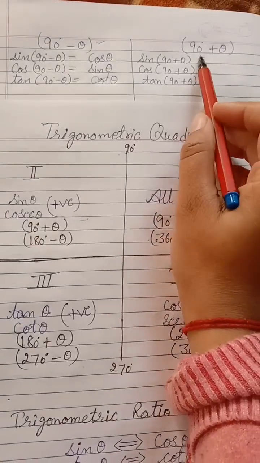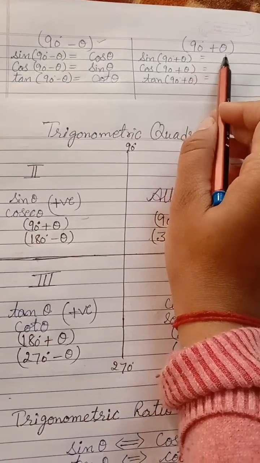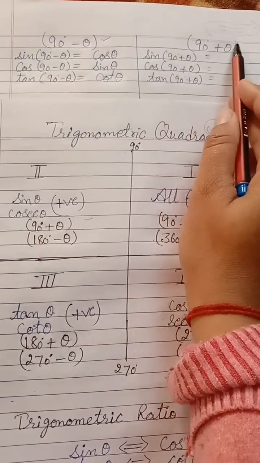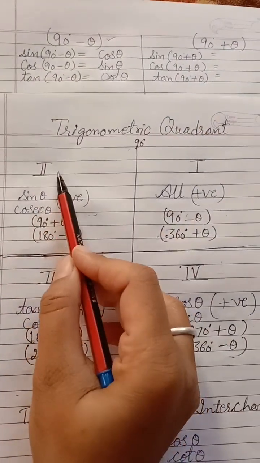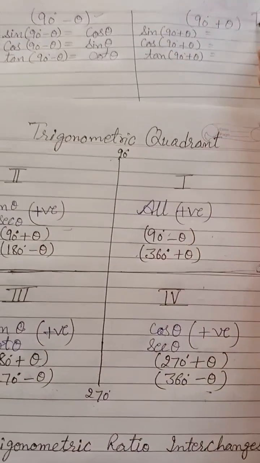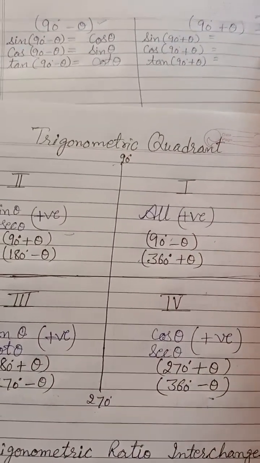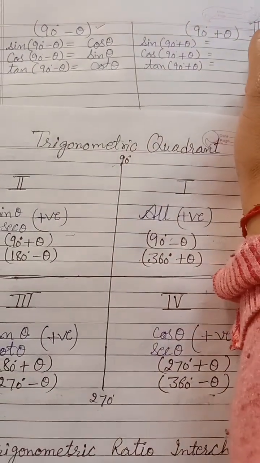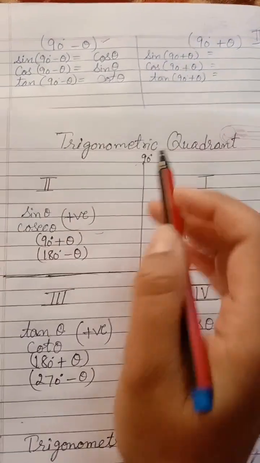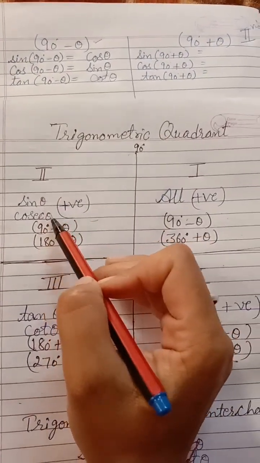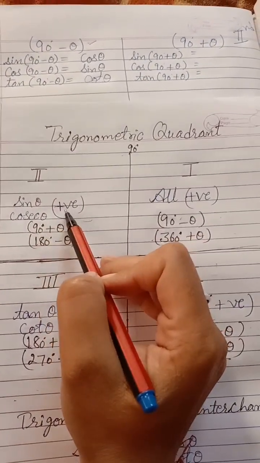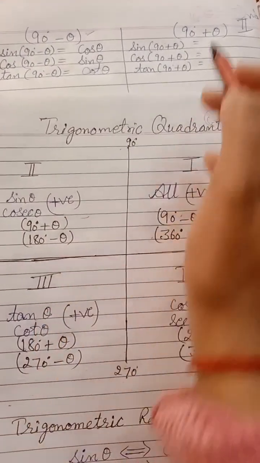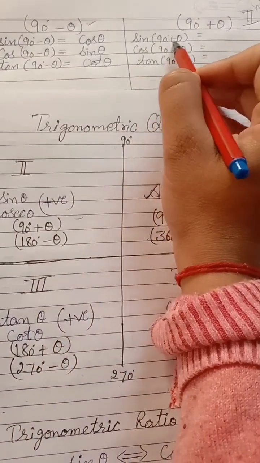Now here you can see I have 90 degree plus theta. This type of angle will be considered in the second quadrant. In the second quadrant, sin theta and cosecant theta will be positive. Others will be negative here. So let us find the value of sin(90 plus theta).